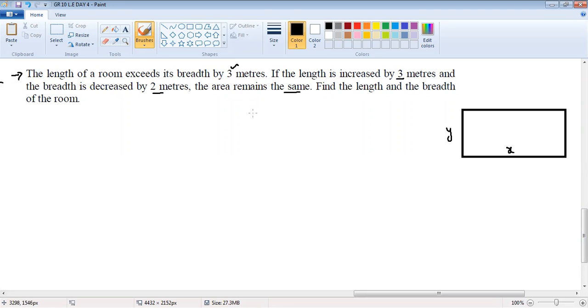So I did not understand. Can you tell me now? The length of a room exceeds its breadth by 3 meters. Sir, I also didn't get it. Just think about it. By 3 meters. You'll get some idea.